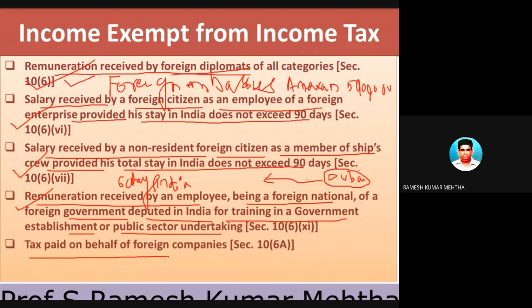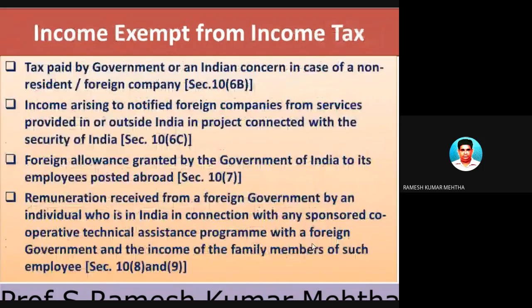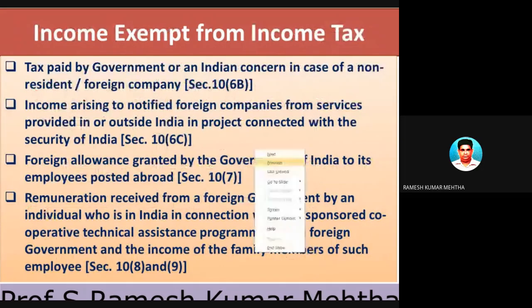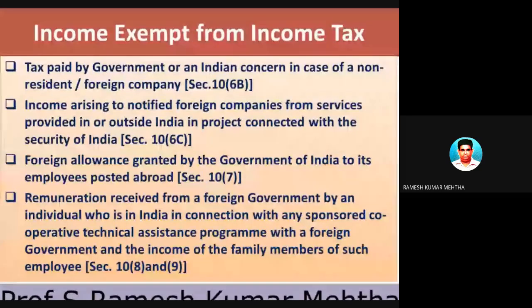Tax paid on behalf of foreign companies. If any tax is paid on behalf of foreign companies, it is also fully exempted under section 10, subsection 6A. So some items I require to give a detailed explanation, and some items by default we have understood, I assume. Next one: tax paid by the government or an Indian concern in case of a non-resident foreign company. If tax is paid by the government or an Indian concern in case of a non-resident foreign company, it is fully exempted from tax.